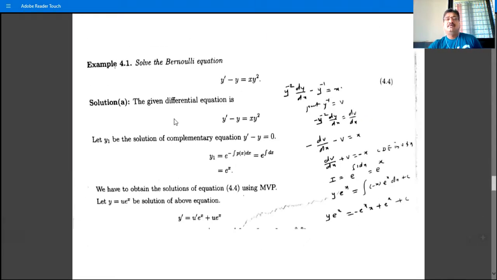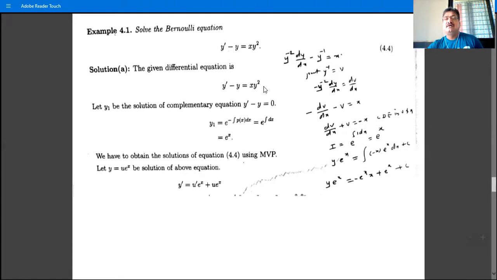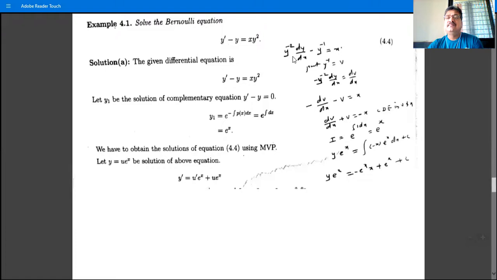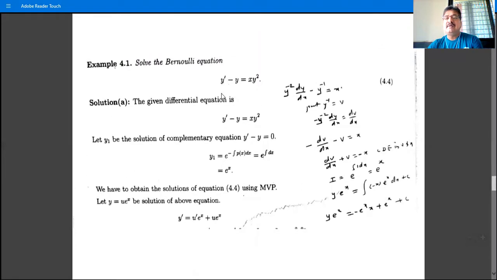Solve the Bernoulli's differential equation y dash minus y equals x y square. Y dash means dy by dx, minus y equals x y square. First step: this is of the form dy by dx plus P(x) y equals Q(x) y raised to n. So n is 2.